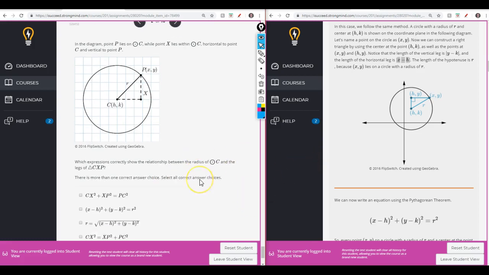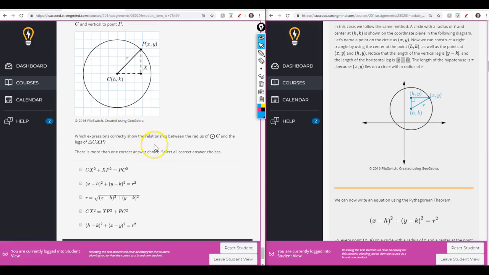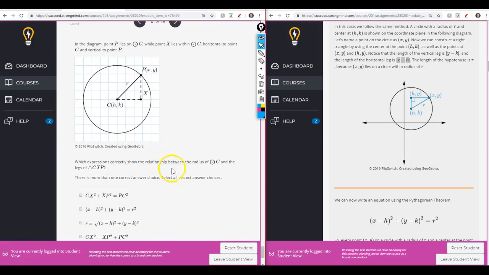So it's wanting us to find equations on how we could correctly find the radius, just equations that show what this distance would equal. First and foremost, there could be something with the Pythagorean theorem, which would be similar to this. So I would be looking for x minus h squared plus y minus k squared equals r squared. That is using the Pythagorean theorem.